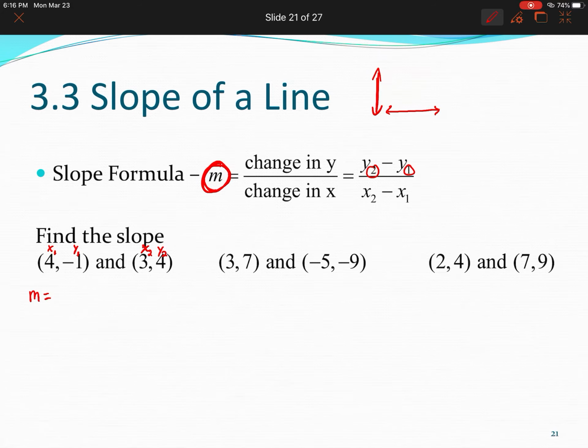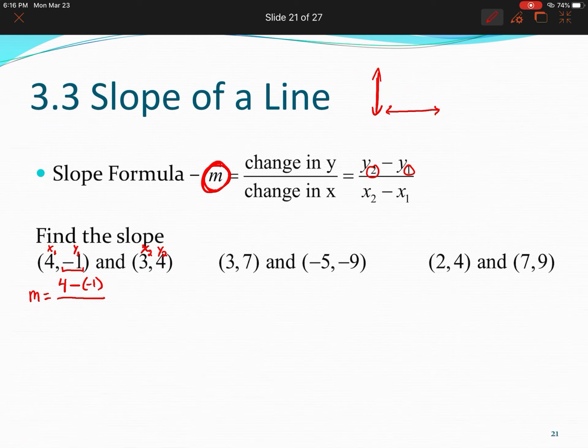So, if we're going to use our slope formula, it says we're going to take y sub 2, which is 4, minus y sub 1, which is negative 1. So notice what I did there. I said 4 minus, and then look to see what is this number. And it is negative 1, so it's minus negative 1, which we'll simplify in a second.